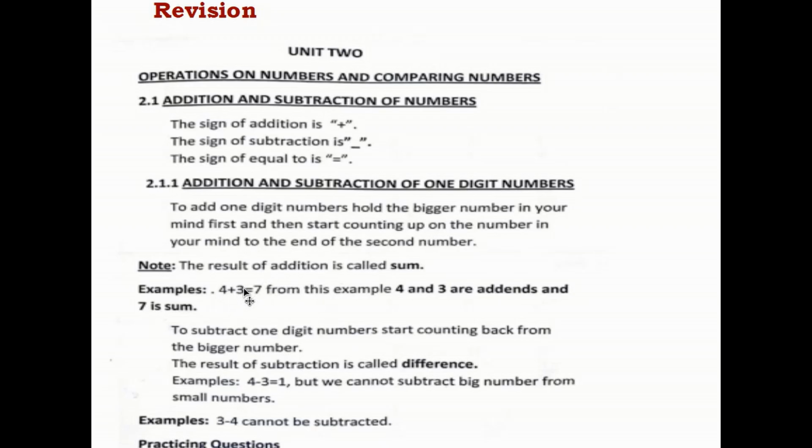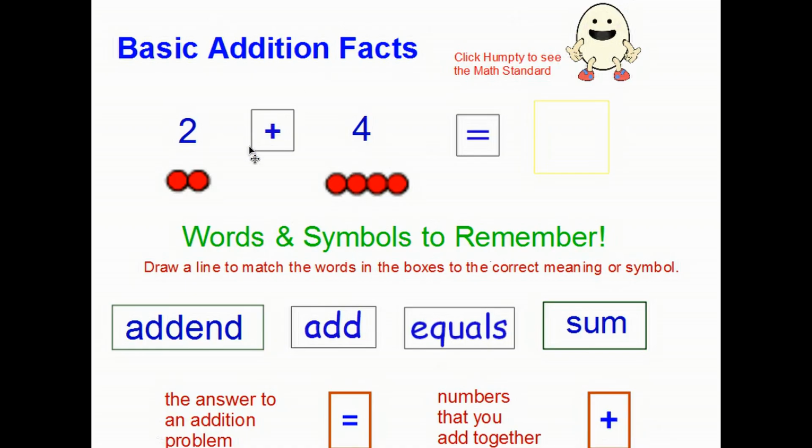Say for example here, when you add 4 and 3, we hold 4 and we count to the end of 3: 4, 5, 6, 7. The result that we get from addition is called the sum, and we said this last time. We can also use counting techniques to get the result of addition. We start with the biggest, 4 here, and then 5, 6. By counting, we can also get the sum.